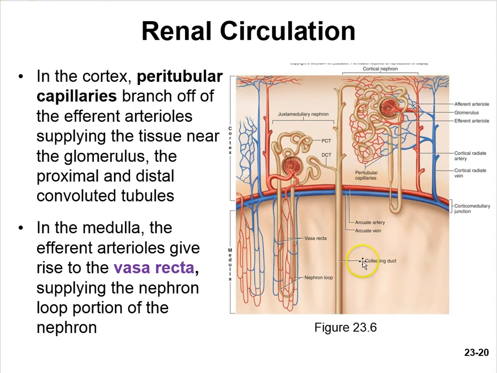In the medulla, the efferent arterioles give rise to the vasa recta, so that's here. So when these tubules go way down deep into the medulla like this, then they're called the vasa recta, and they supply the nephron loop portion of the nephron.